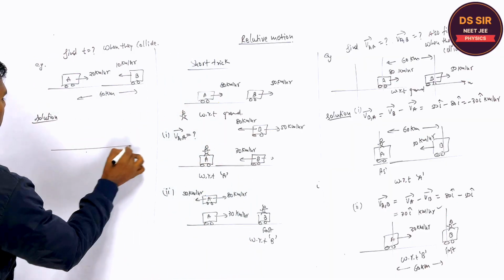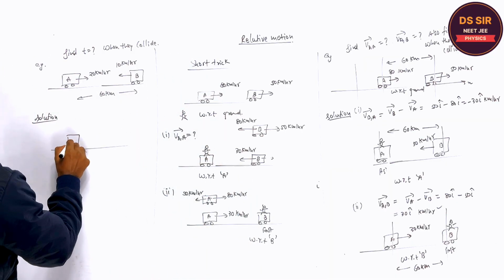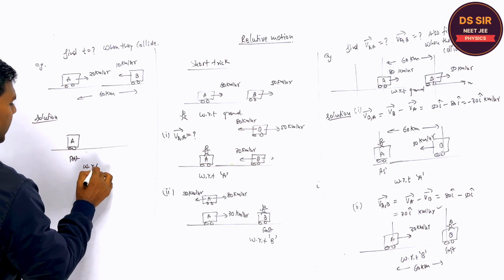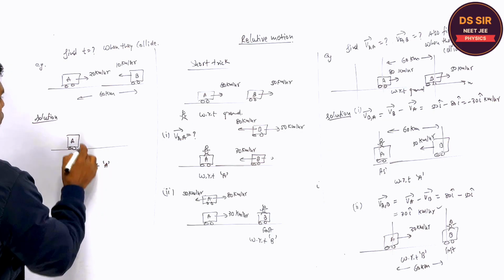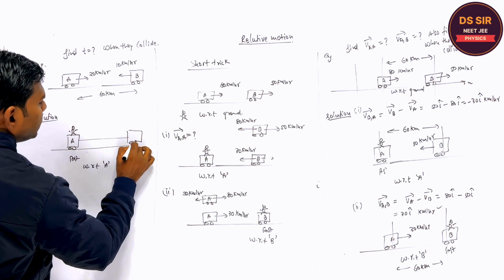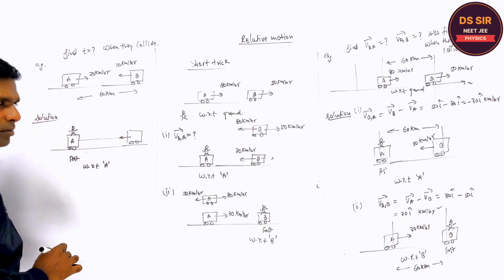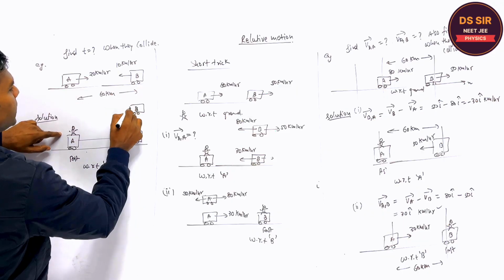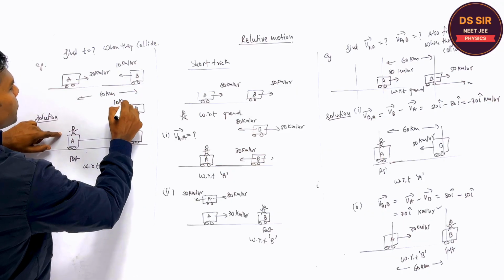Suppose I'm sitting on car A, right? With respect to A, I'm making the figure. So if you are sitting on A and you are observing B, getting or not? So what is the velocity of B, you tell? It is 10 km per hour. Is it fine?